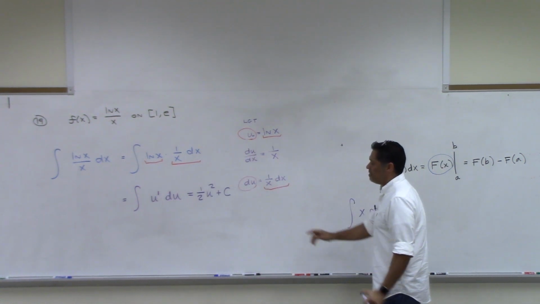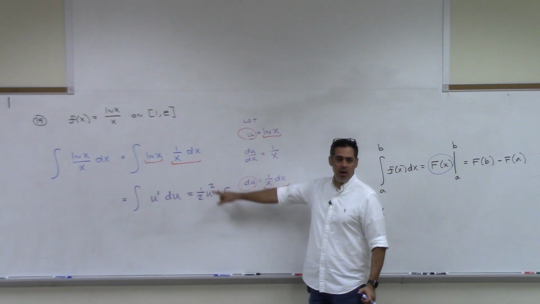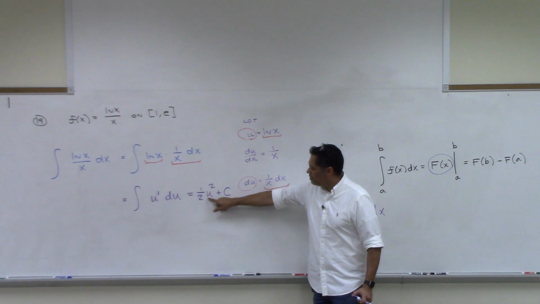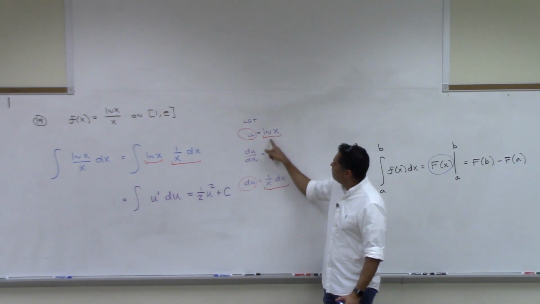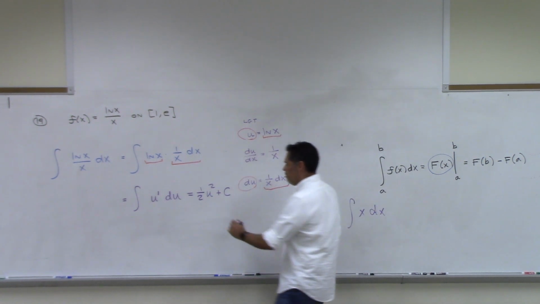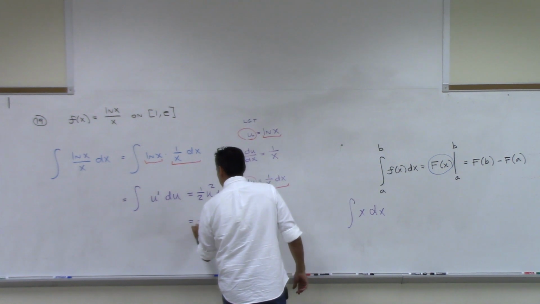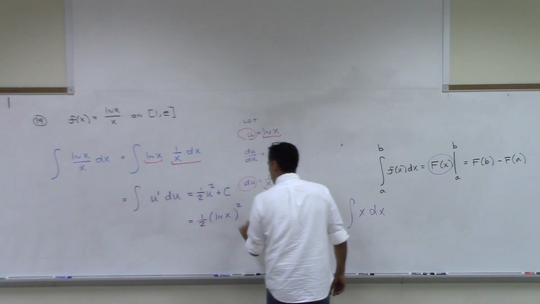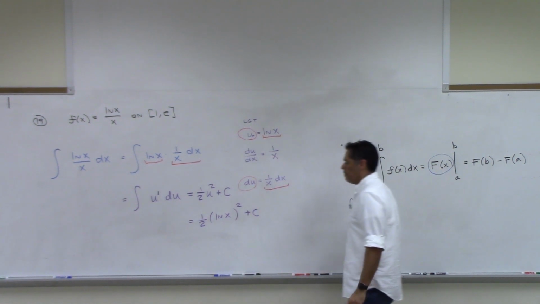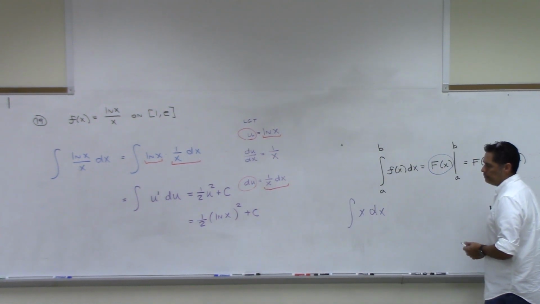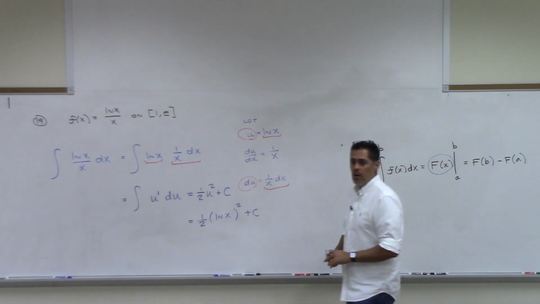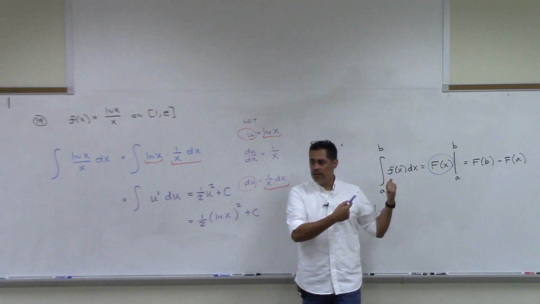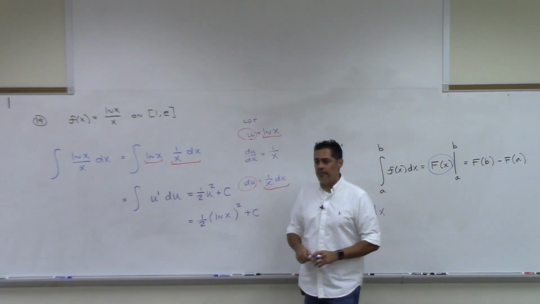All right, now this can't be my answer, right? Because my original problem was in terms of the variable x. And so I need to go back and replace this. What was u for us? Natural log, right? So we get 1/2 times the natural log of x squared plus c. That's our answer. Well, that's the antiderivative, right? We still haven't answered the problem yet, but that's our antiderivative.